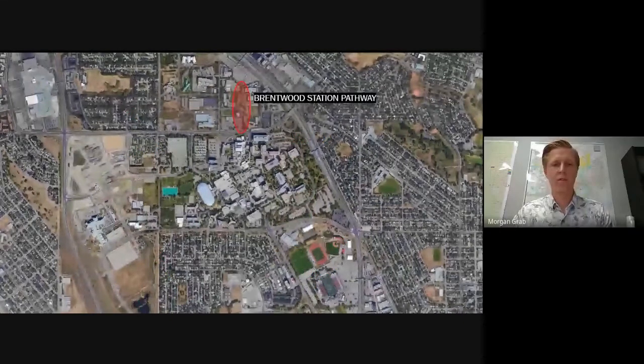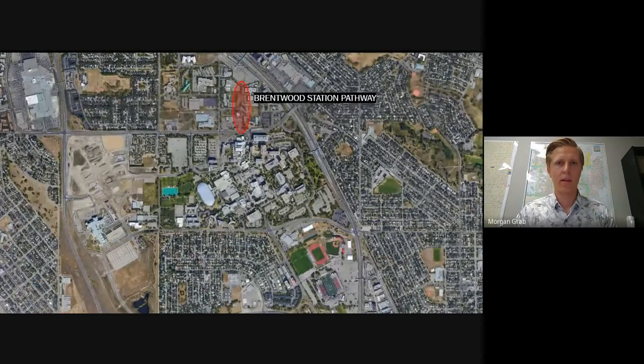Thanks, Ala. So I'm going to talk about these 2 other problem areas. I won't go as in-depth as Ala did, but I'm just going to summarize the proposed solutions and improvements that we did. So the first area is 32nd Avenue, which is just north of the U of C.